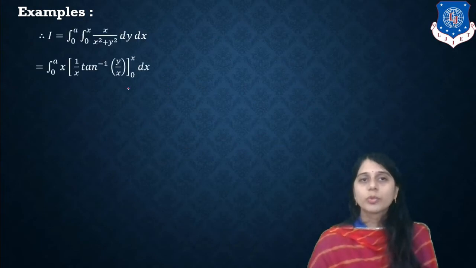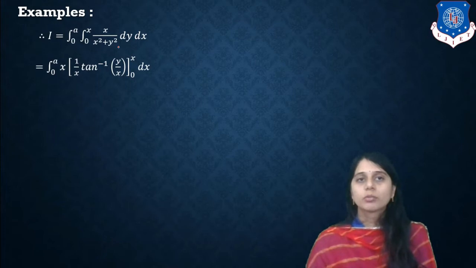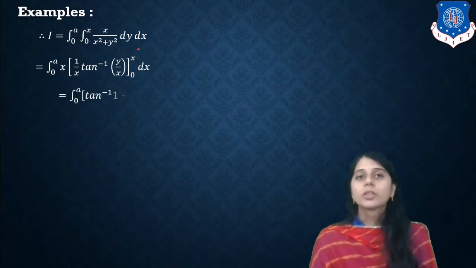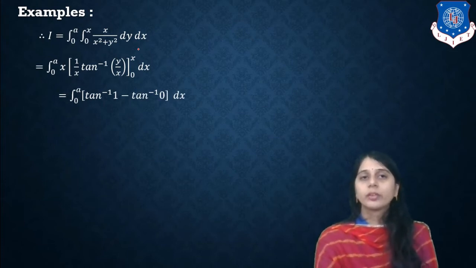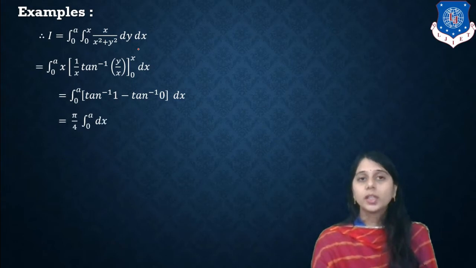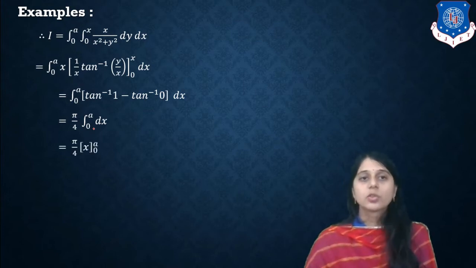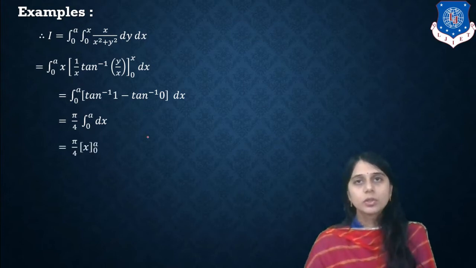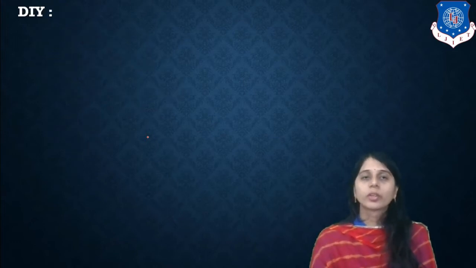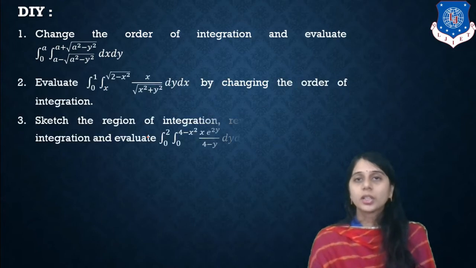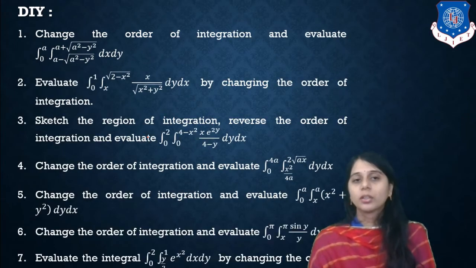So it is 1 upon x tan inverse y by x, because x is a constant with respect to y. So put the limit: x tan inverse 1 minus tan inverse 0, which is pi by 4, integration 0 to a dx. What is the integration of 1 dx? It is x. So it is pi by 4, 0 to a, we get pi a by 4. Some example for the integration, evaluate this type of function.